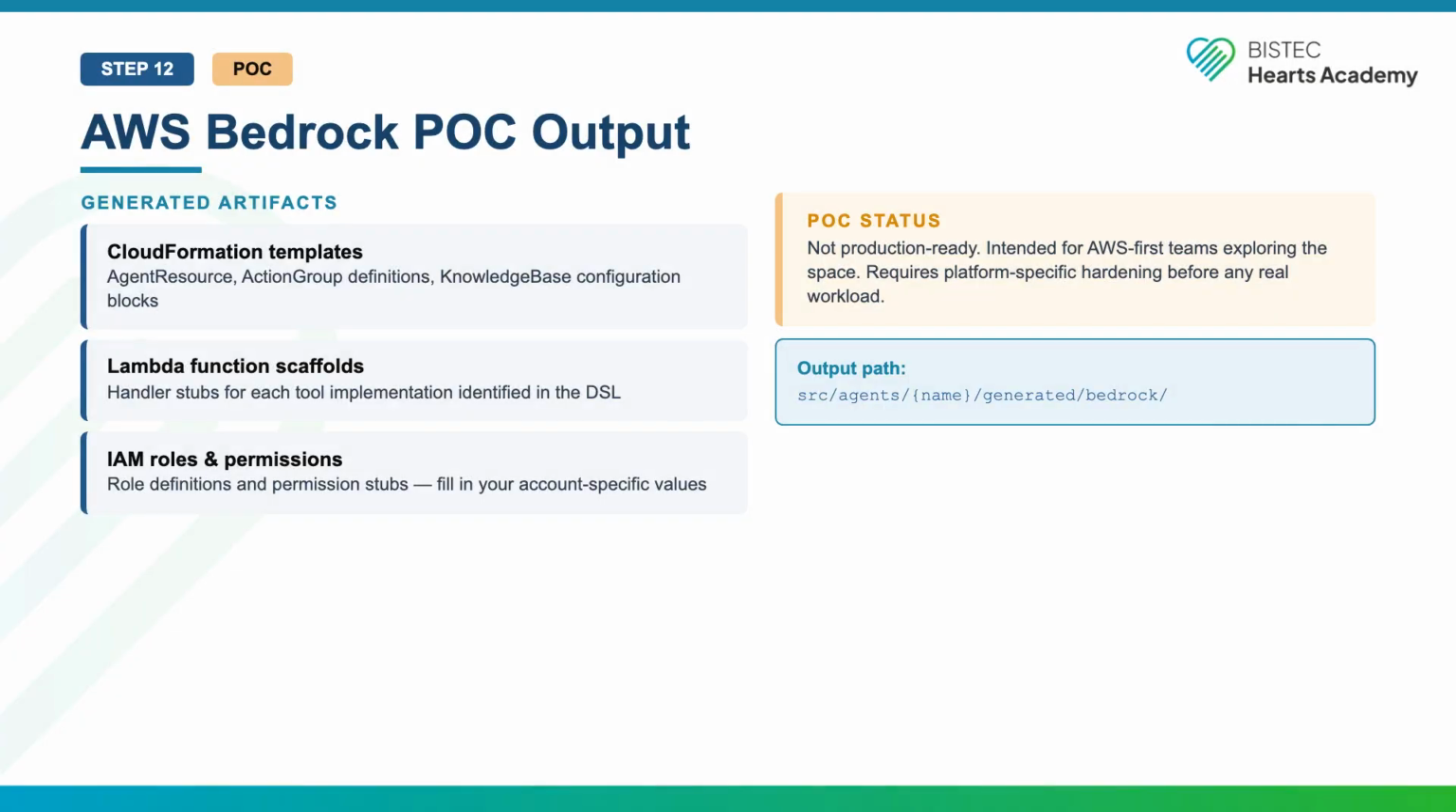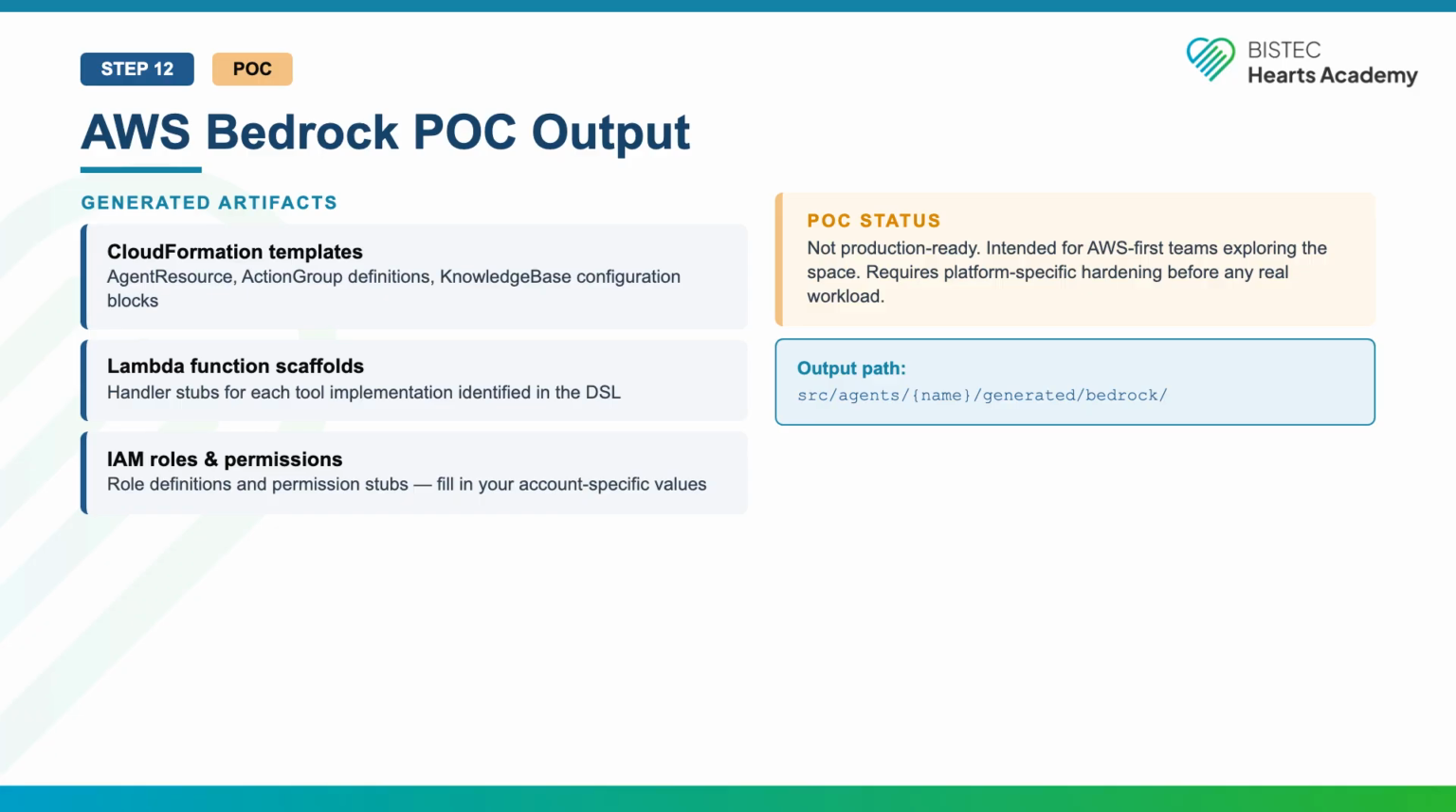Step 12 generates the AWS Bedrock proof-of-concept output. If you selected Bedrock as a target in Step 8, the generator produces CloudFormation templates that define the Bedrock agent resource, its action groups, and knowledge base configuration. It also produces Lambda function scaffolds, handler stubs for each tool implementation identified in the DSL, and IAM role definitions with permission stubs. The IAM stubs contain placeholder values for your AWS account ID and region that you fill in before deploying. The important qualifier here is POC.